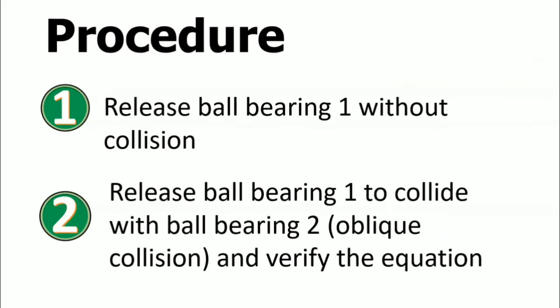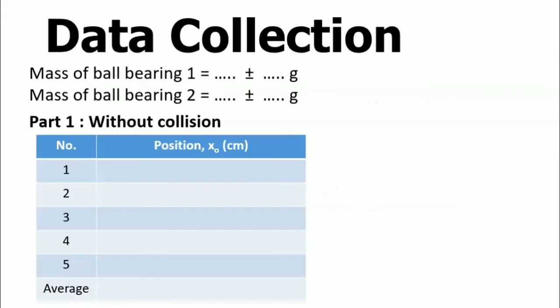The procedure that we are going to do is, first, we will release ball bearing 1 without collision. Secondly, we will release ball bearing 1 to collide with ball bearing 2 in order to produce an oblique collision and verify equations 4.5 and 4.6. Finally, before we go into the apparatus and setup video, we have to weigh the mass of ball bearing 1 and 2 and then record them.